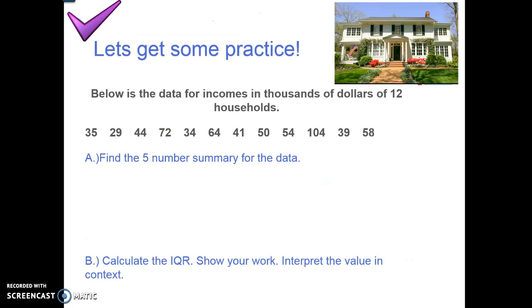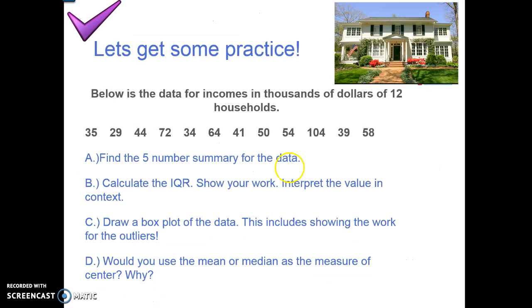All right, let's get a little bit of practice. Below is the data for incomes, in thousands of dollars, of 12 households. Number one, find the 5-number summary for the data. You can do this on your graphing calculator or by hand, doesn't matter. Take a minute and calculate the IQR. Remember, the IQR is a number, and when it says interpret it in context, that's like saying the middle 50% of the data lies between blank and blank. The middle 50% of the data range is blank. In context, make sure you're specifically stating the middle 50%.